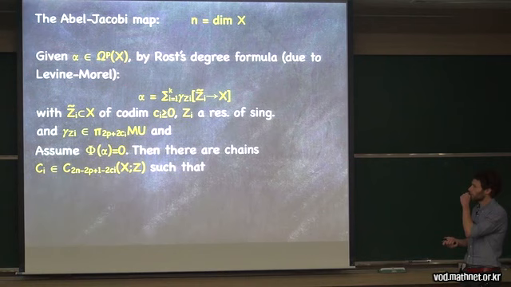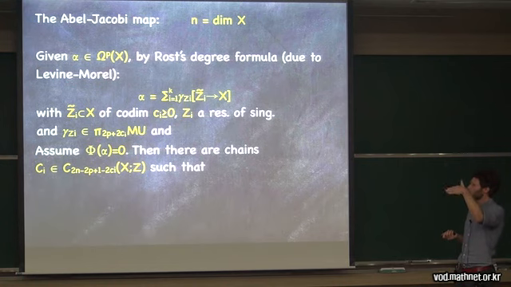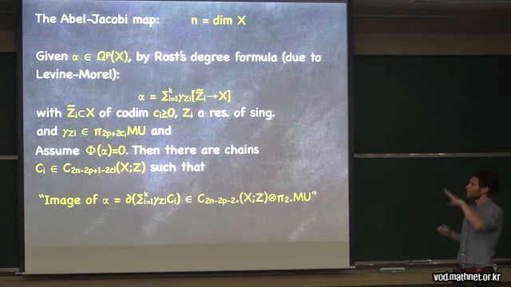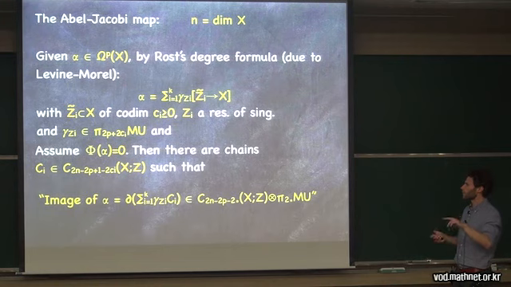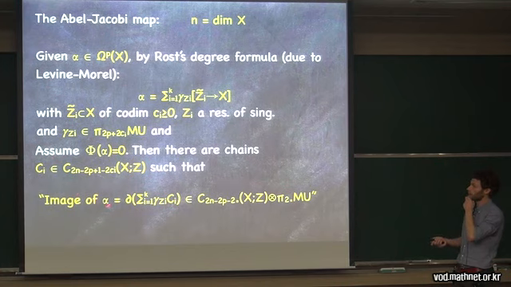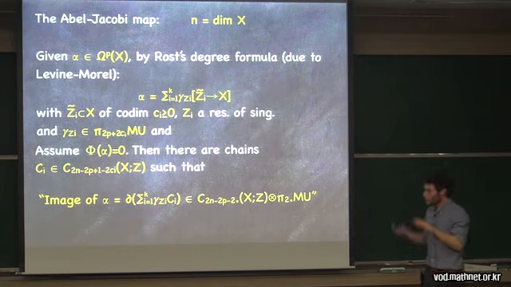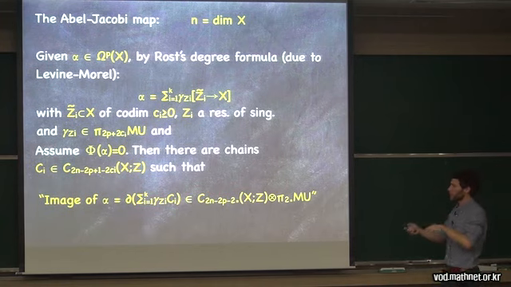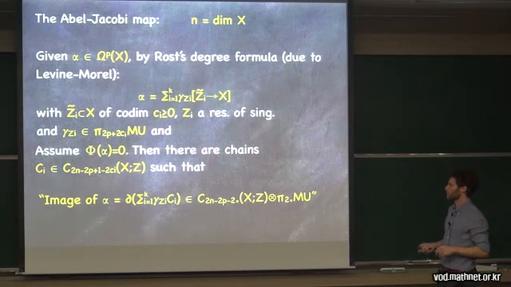And now if you assume that alpha lies in the kernel of phi, then we can again produce some differentiable chains, Ci, for every i from 1 to k. And in some way we can interpret that if you take the boundary of the sum of these in this group here, then that's exactly the image of phi also in this group. But I put this in quotation marks because you have to interpret what this means and a little bit what the boundary means and so on.